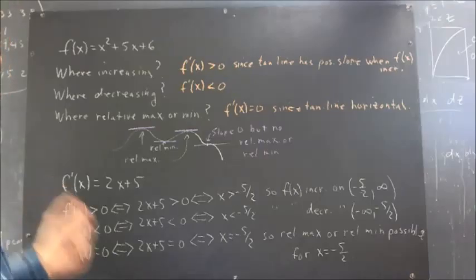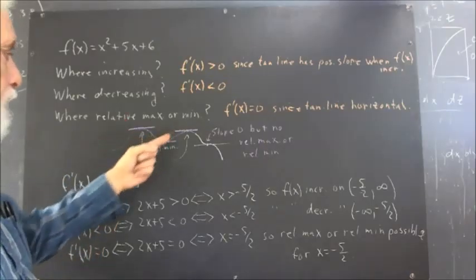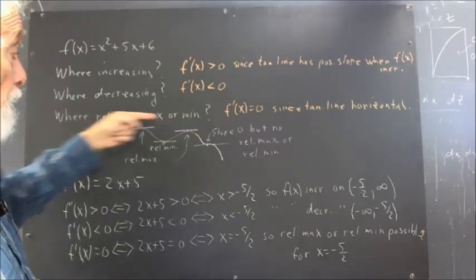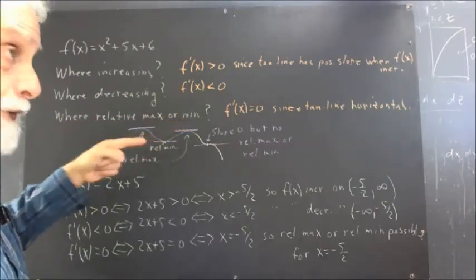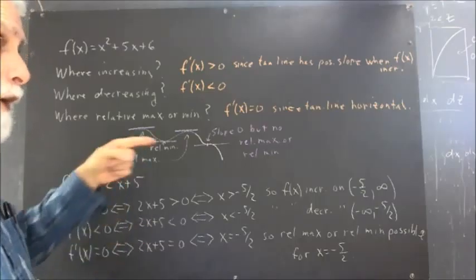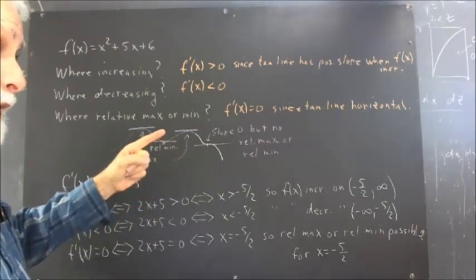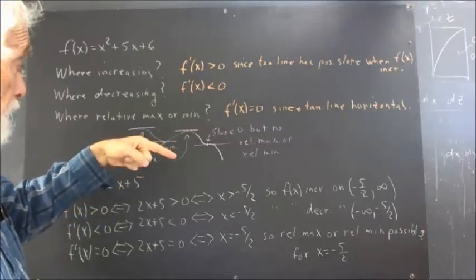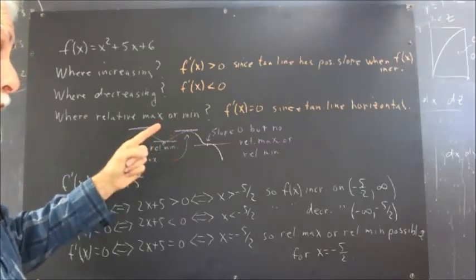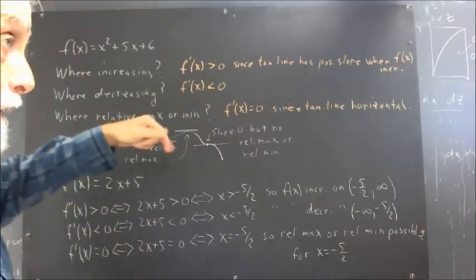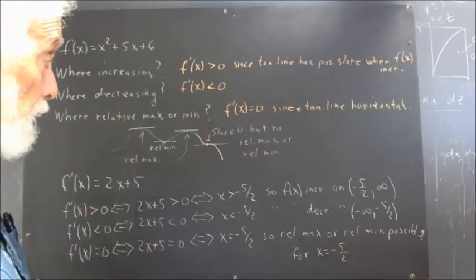The one thing we do observe about a relative max or relative minimum is that the slope of the tangent line at that point is always horizontal. If the slope wasn't horizontal, then the function would either be increasing or decreasing. And either way, if it's increasing, then there's a higher point just to the right of it. If it's decreasing, there was a higher point just to the left of it.